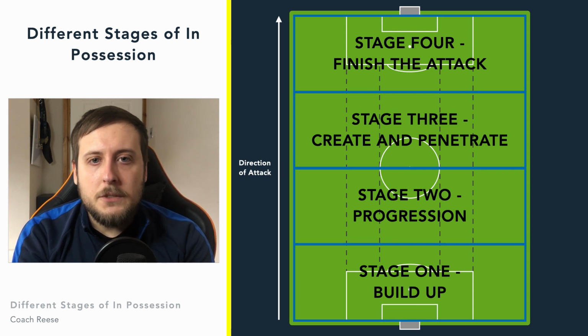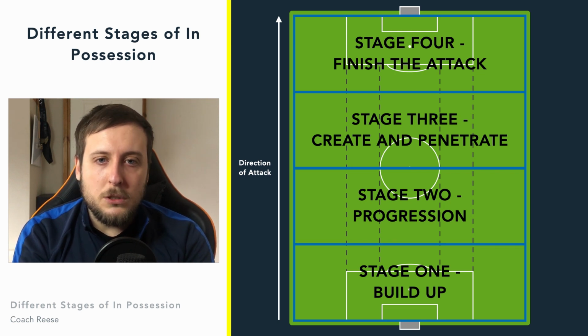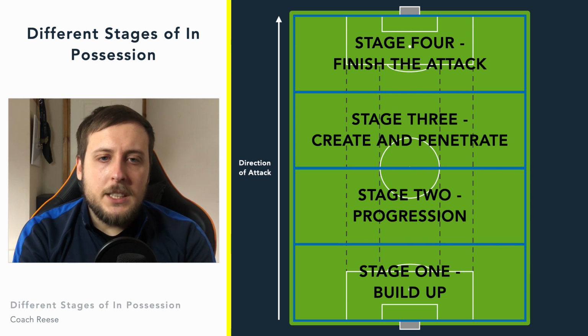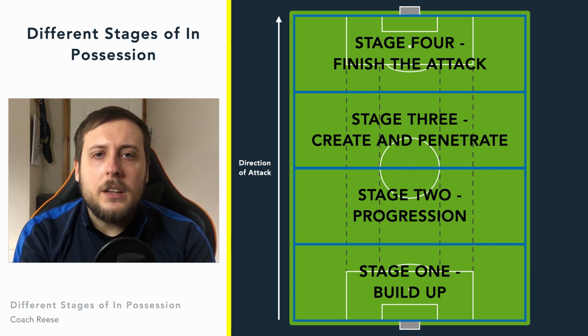Are we using the half spaces? Or are we just going central and trying to, once we've got our attacking midfielder released between the lines, is our attacking midfielder trying to release our striker centrally? And in this area, we're just trying to think about how we can get that goal. How do we finish our attack? Are we shooting from outside the box? Are we shooting from inside the box? All those kind of things. So that's the 4 stages of being in possession.